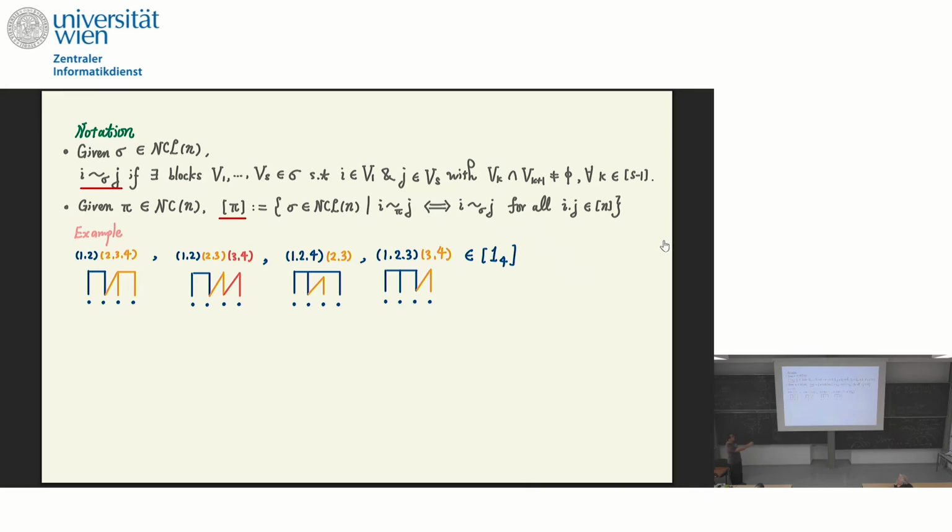You can see, like 1 and 4, you can link by these two. 1 is in the first one, but 4 is in the second one, but they are linked to each other. And 1 and 4, you can link this way, and so on.